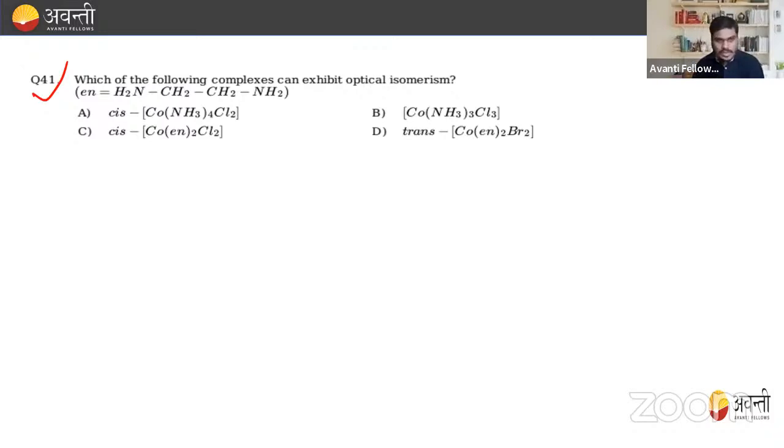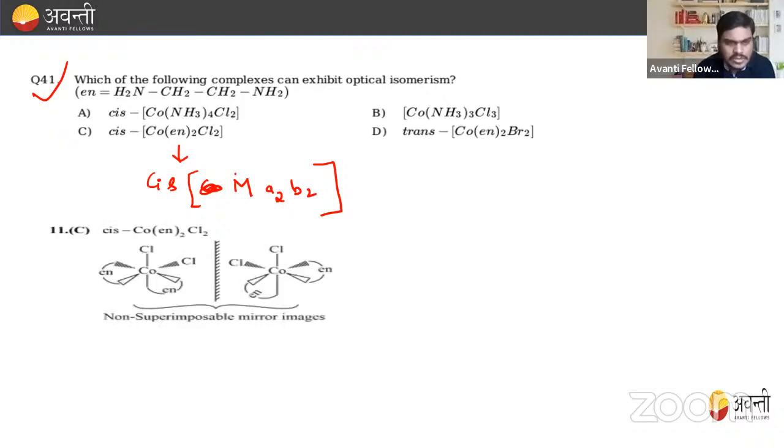Now, here, just observe the configuration carefully. We discussed whenever cis is present, or we can learn it like this, M A2 B2, right? We can learn like this, that is Ma2B2. So this will definitely show what? That is optical isomerism. So what is the condition to show optical isomerism, beta? The condition is that the mirror image must be non-superimposable, right? So let's see. Okay, so these two, that is cis Co(en)2Cl2, their mirror images are non-superimposable, right?